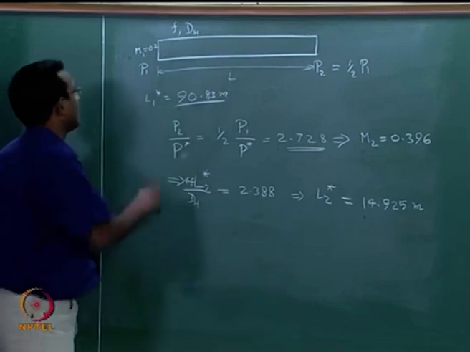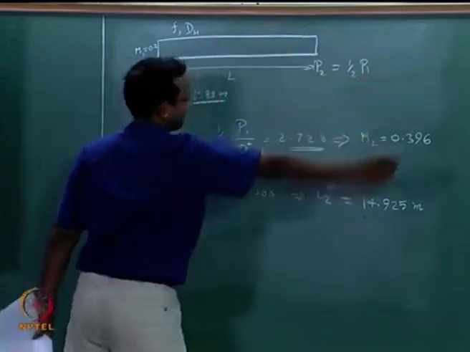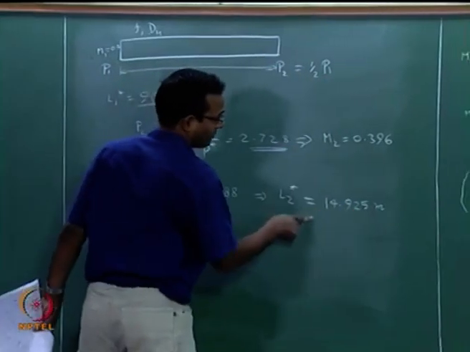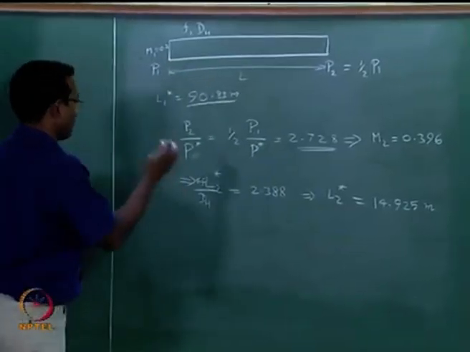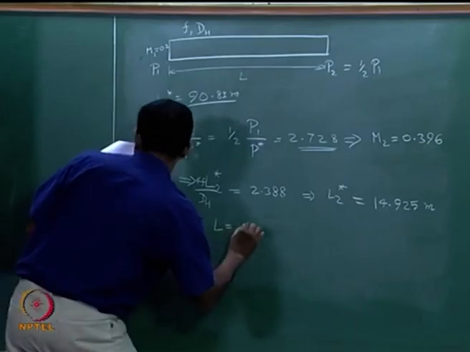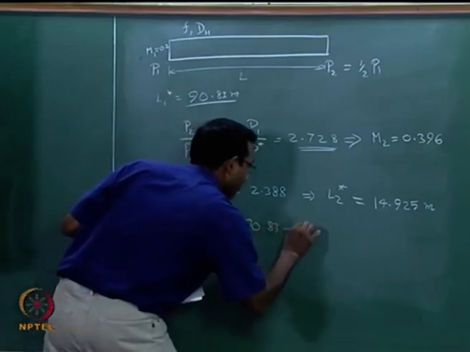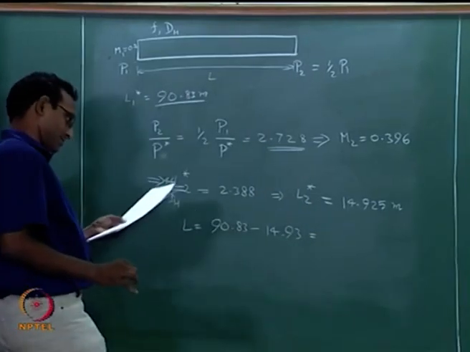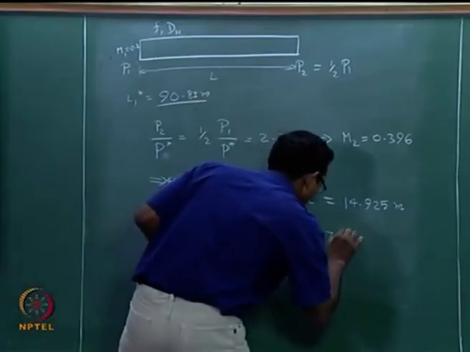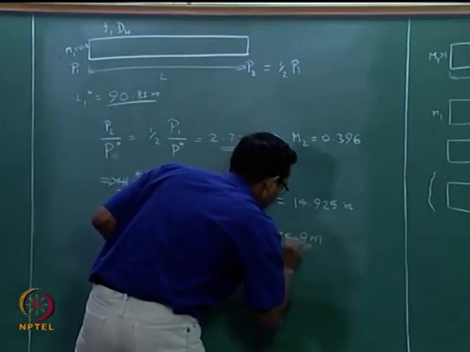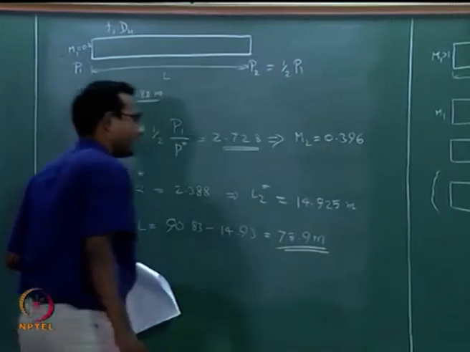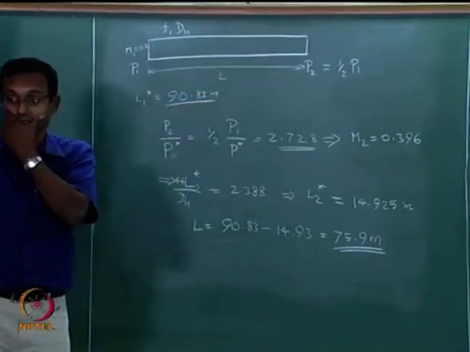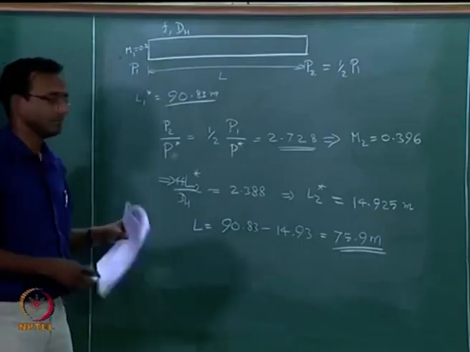Okay. So, we know that from here my star value is 90 meters away, and from this point my star value is only 14.9 meters away. So, the difference must be my L. L happens to be 90.83 minus 14.93, I will make it 14.93 because it gives me a nice number. 75.9 meters is the distance I need to extend this duct before it goes to half the pressure at the inlet. Okay. That is the current situation we will have.